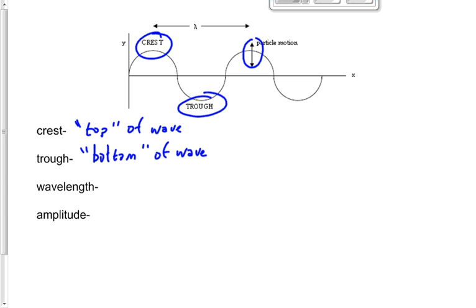How many crests do we have on this wave? 2. How many troughs do we have? 2. If we drew the wave bigger, then we'd have more crests and more troughs. More tops and more bottoms.